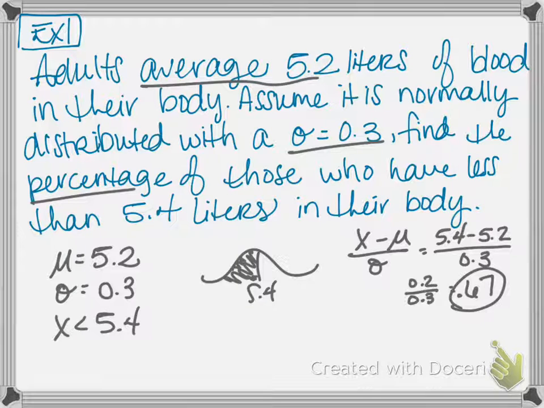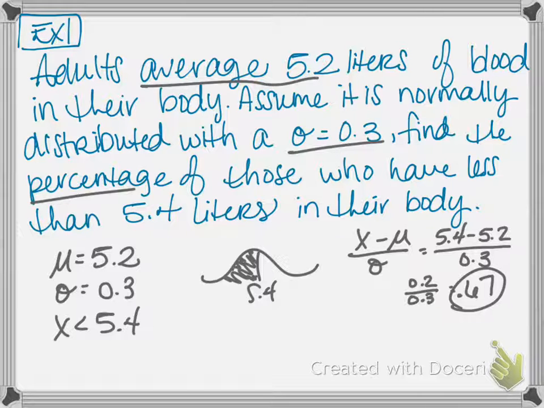So if you're using the table, you can just go to page, I think it's 780, because that's where the positive z-scores are. And you can just find on the table the 0.6 and then look for that 0.07 and figure out where they intersect, and that's going to be your answer. Or you can use the calculator, which is what I'm going to use because I don't have the table with me. So I'm going to go to second VARS, and it gives me some information, distributions and drawing. I'm going to go to number 2, which says normal CDF.